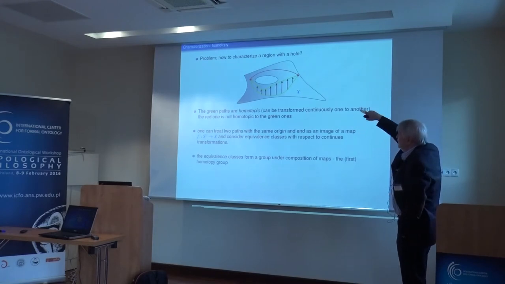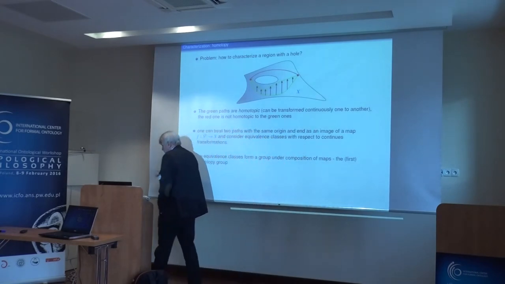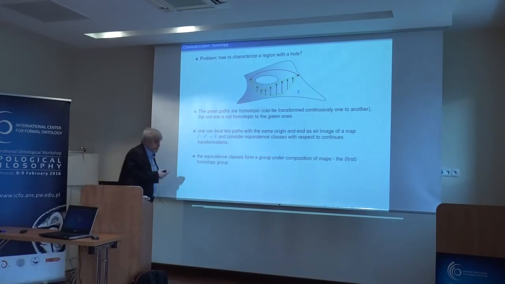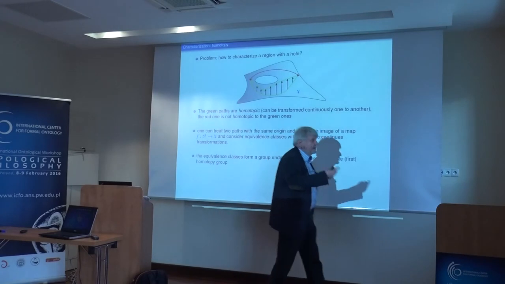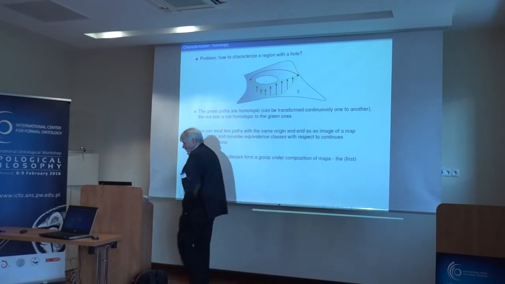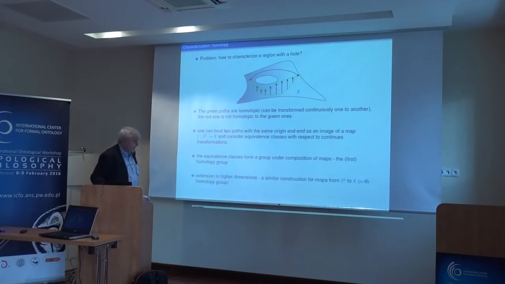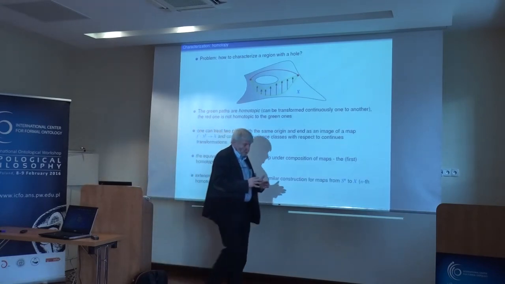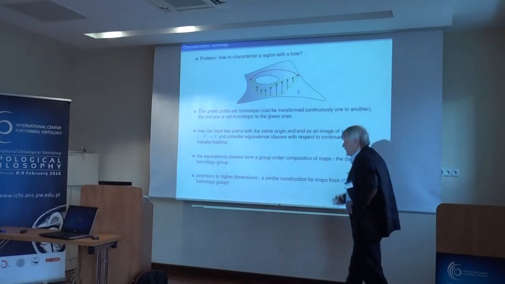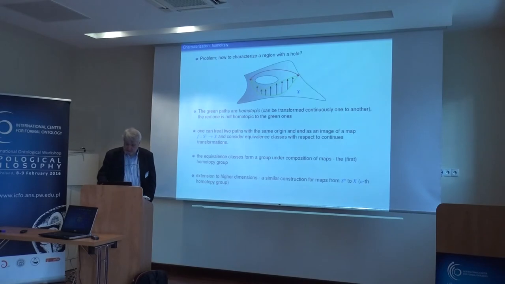For example, you can wind this curve twice or thrice around this hole, and there will be a different equivalence class. You can also have the situation when you have more holes, the situation is more complicated, then this homotopy group will be completely different, okay? There is a natural extension to higher dimensions when, instead of treating the maps from S1, you consider maps from spheres of higher dimensionality, okay?